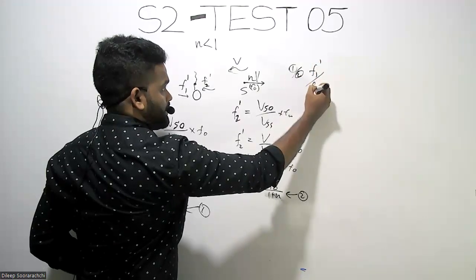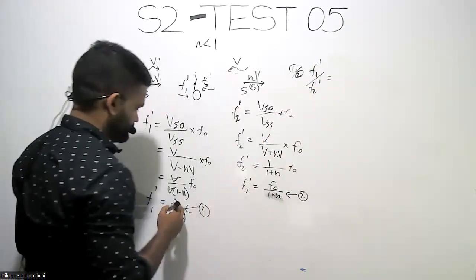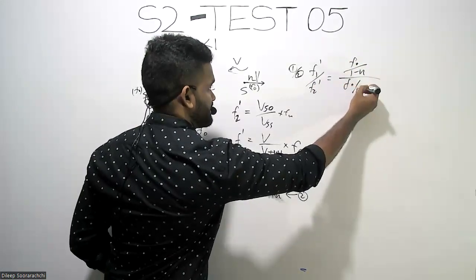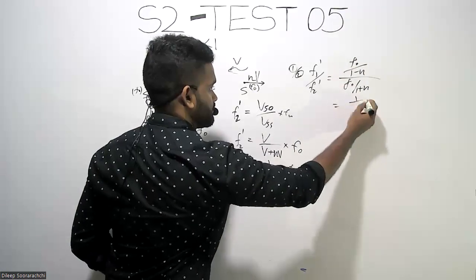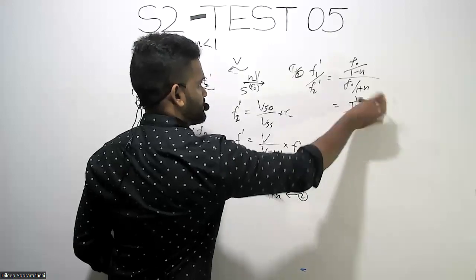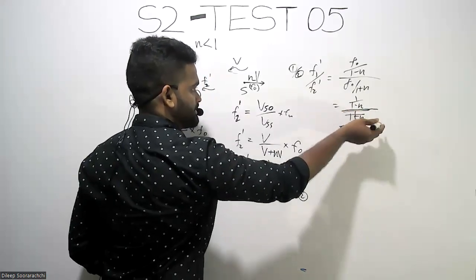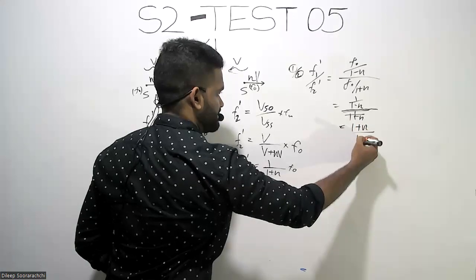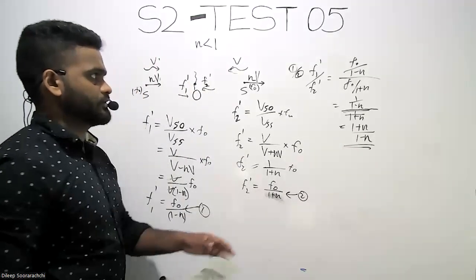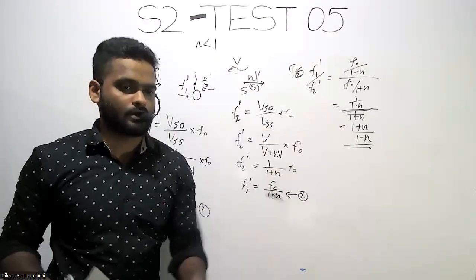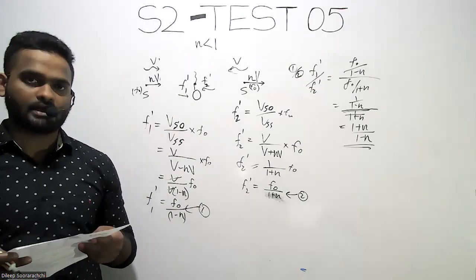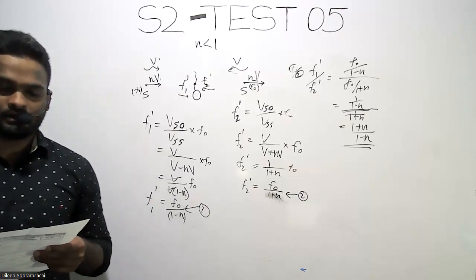f1 dash divided by f2 dash equals f naught times (1 minus n) divided by f naught times (1 plus n). F naught cancels off. So this just flips. This is the main division. This goes to the numerator, this comes to the denominator. So the ratio between these apparent frequencies is 1 plus n divided by 1 minus n. So the answer should be the fourth one for the 9th question.